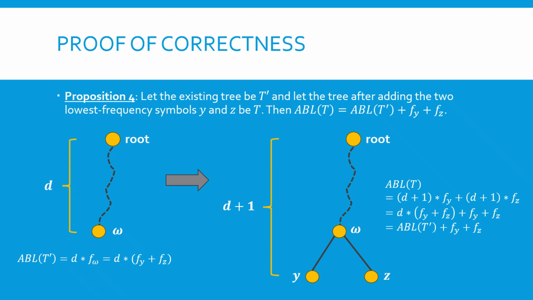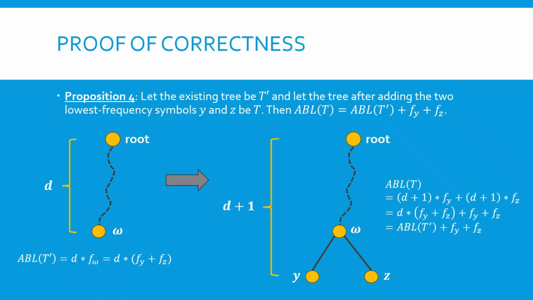Proposition 4 characterizes how the ABL changes when two trees are merged during the recursion. Let T prime be an existing binary tree, and let T be the tree obtained by expanding T prime to include the two lowest frequency symbols, Y and Z. Then, ABL of T prime equals ABL of T plus Fy plus Fz.